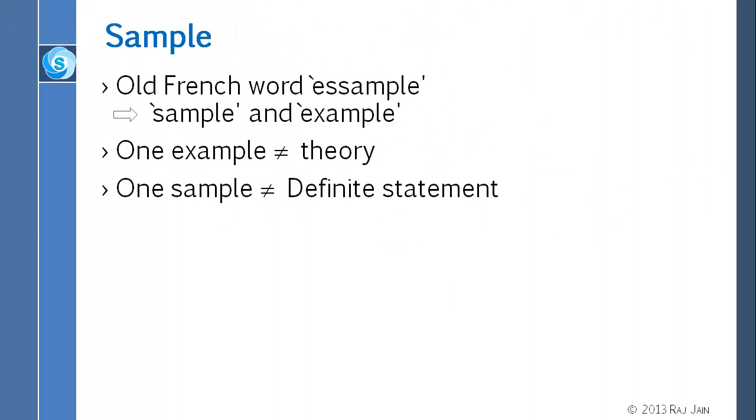So sample came from the French, as I said before. A sample means example, and an example is not a definite statement. All right, that means it is a best guess. That means there is a probability of being right and a probability of being wrong based upon that example, right? And so that's what we are going to talk about. What is the probability of being right and what is the probability of being wrong?